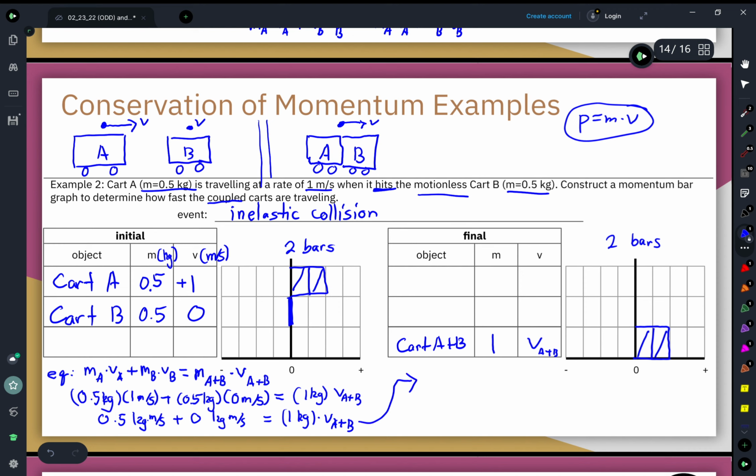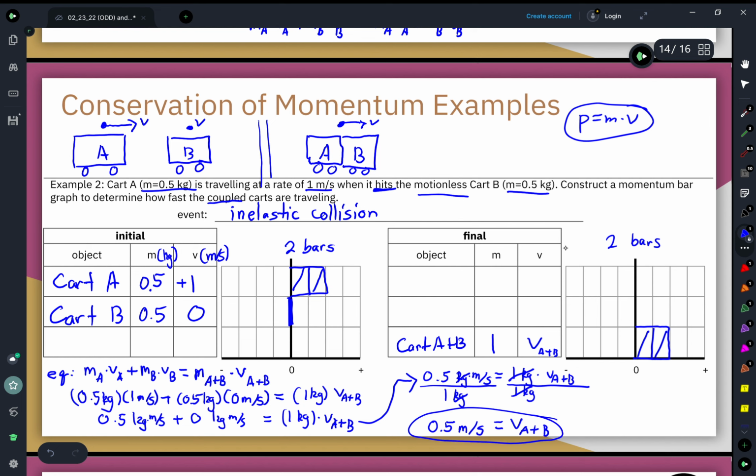I'm going to simplify this down. The left side, 0.5 plus 0 is still 0.5 kilograms times meters per second, and that is going to be equal to 1 kilogram times our velocity of the coupled carts. In order to get that velocity by itself, I would divide both sides by 1 kilogram, which would cancel out the 1 kilogram on the right, and that would remove the kilogram from the left. 0.5 divided by 1 is 0.5. The only units that are left are meters per second, and that is going to be equal to our velocity of the coupled cart.